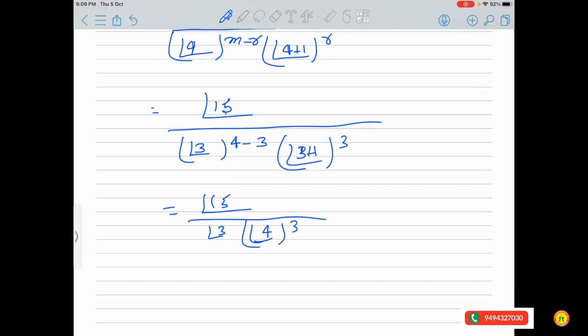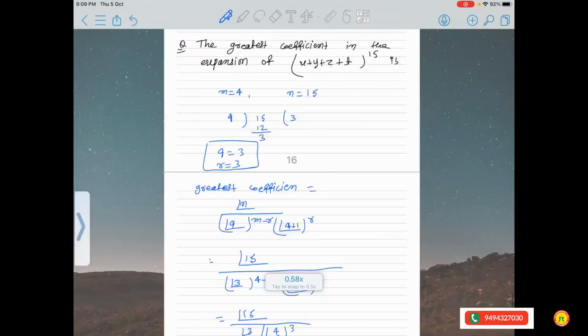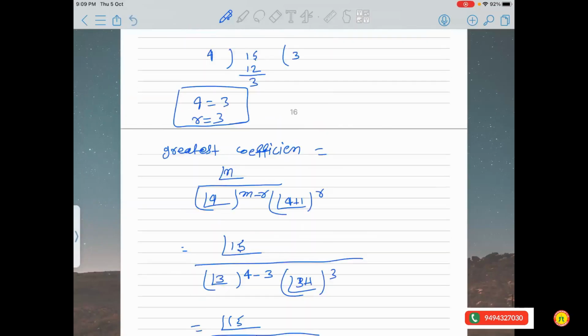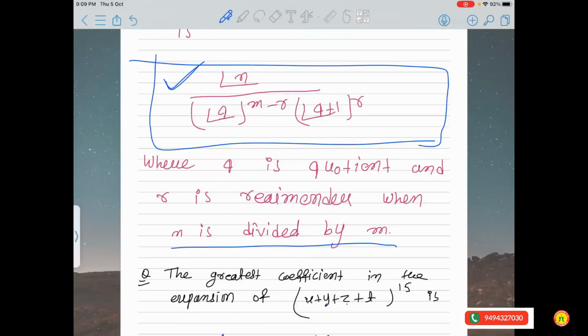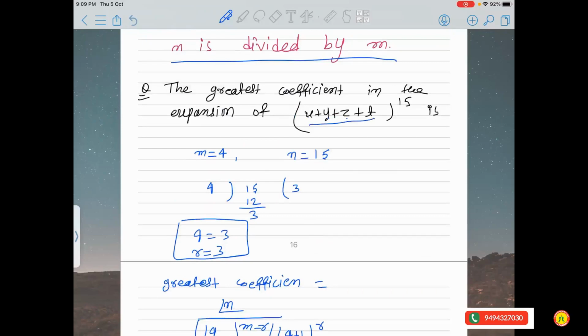Okay, got it? Sohan, Aditya, yes sir. Did you understand? You have to remember this formula: n factorial upon q factorial power m minus r, multiplied by q plus 1 factorial power r, where q is the quotient when you divide n by m, and r is the remainder. Here m is 4, right? 1, 2, 3, 4, four different terms x plus y plus z plus t, right?